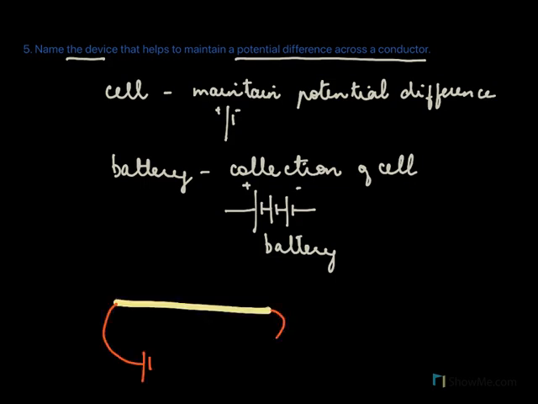So here is the wire. It is connected, say, to this cell, and hence this becomes positive and then this becomes negative. It maintains a potential difference, and because of this potential difference, the current begins to flow.